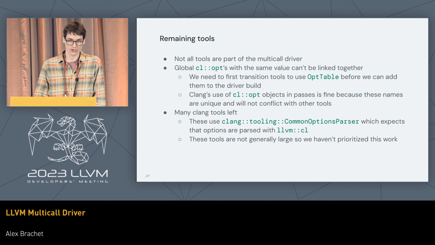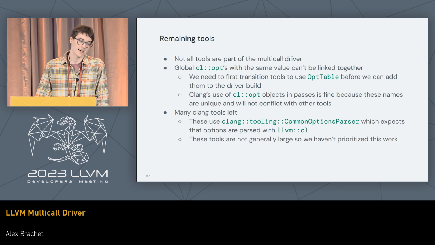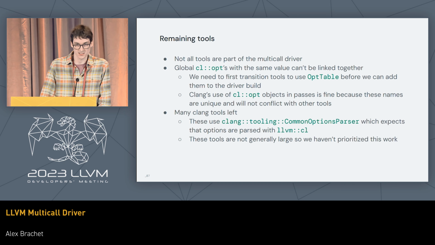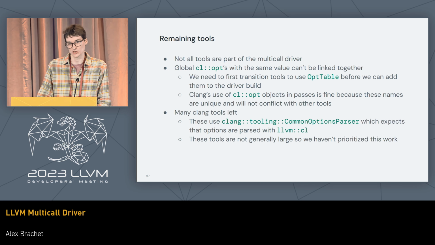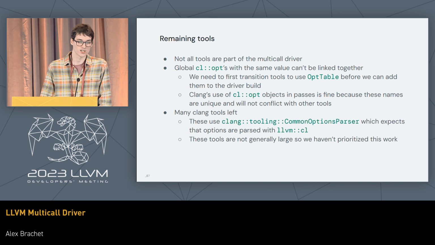Yeah. Not all tools are part of the driver. There is an issue that CL opt is used pretty ubiquitously, and CL opts with the same name cannot be linked into the same tool. You can imagine almost every tool has -o for output. So first, what we've had to do for tools that we want to add is to switch over to using opt table. You can also do function scope CL opts, but generally when you're doing these transitions, you might as well go to the preferred opt table.